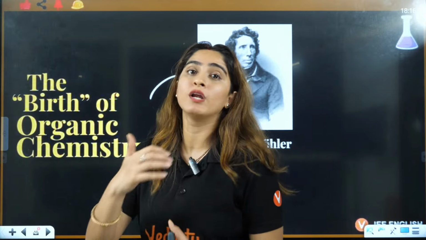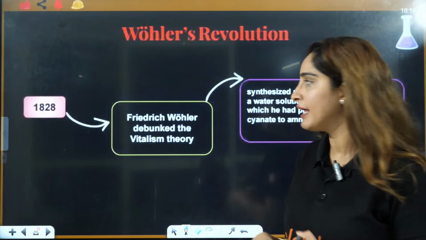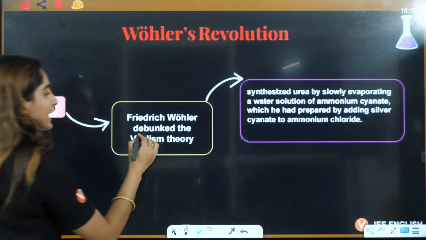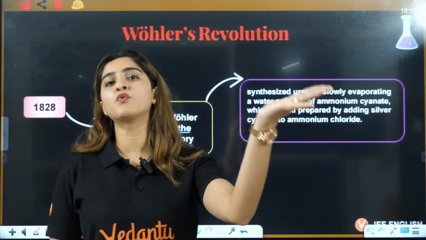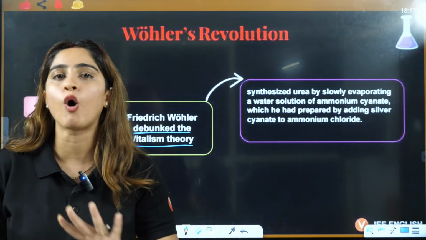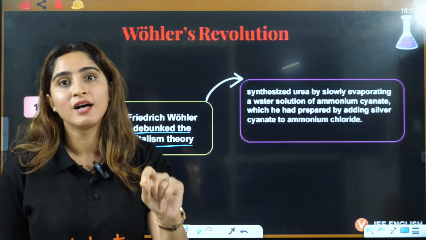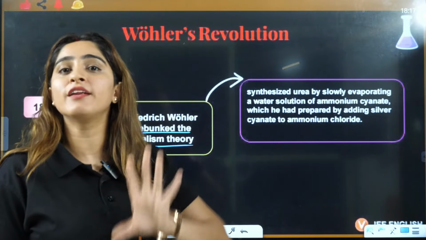But how did Wohler come to this conclusion, right? So what Wohler did in 1828, Wohler debunked the vitalism theory. That means he said, okay, this theory is false, this theory is not true. Why? Because he synthesized urea, which is only passed out by the living organism.